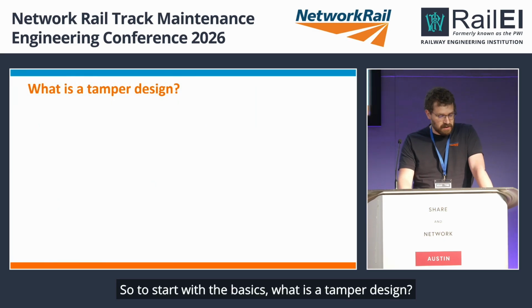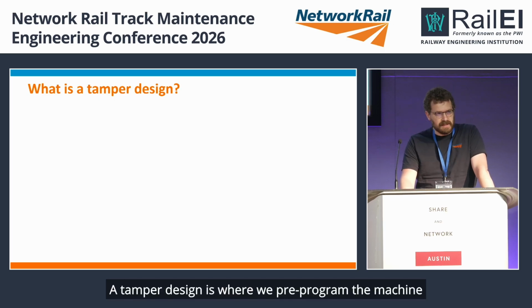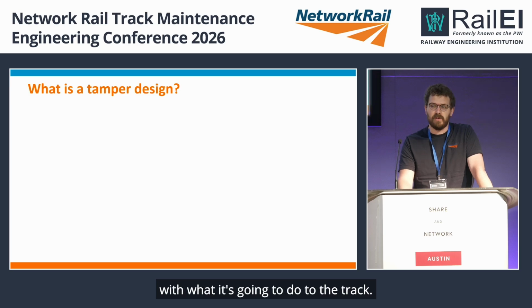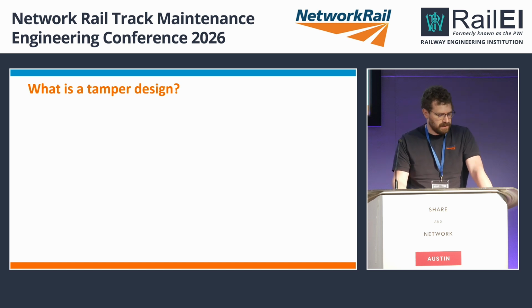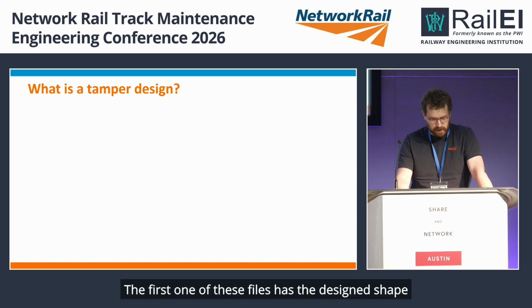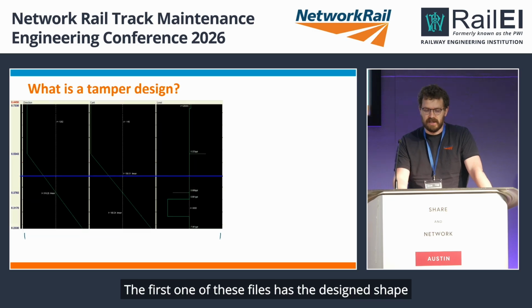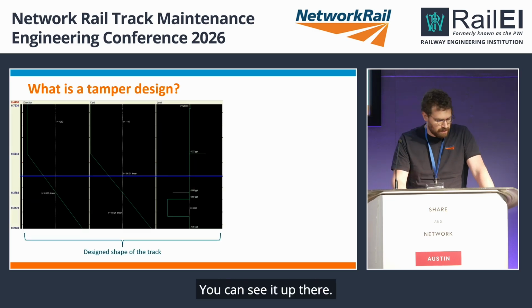So start with the basics. What is a Tamper Design? A Tamper Design is where we pre-program the machine with what it's going to do to the track. So we give the tamper a couple of files, usually, with some information in them. The first one of these files has the designed shape of the track in it. You can see it up there.